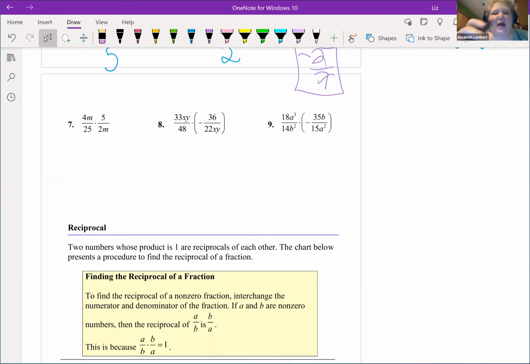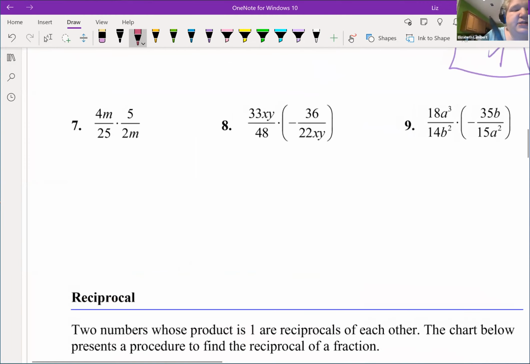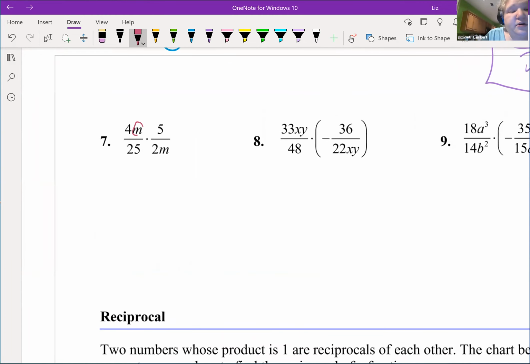So same kind of thing. Get rid of the elements that are in common. So I'm going to zoom in a little here. M on top, M on the bottom. Then the 2 on the bottom, I divide 2 into 4 and get 2. Then I divide 5 into 25 and get 5. Leaves 1s left over in the other spots. So 2 times 1 is 2. 5 times 1 is 5.